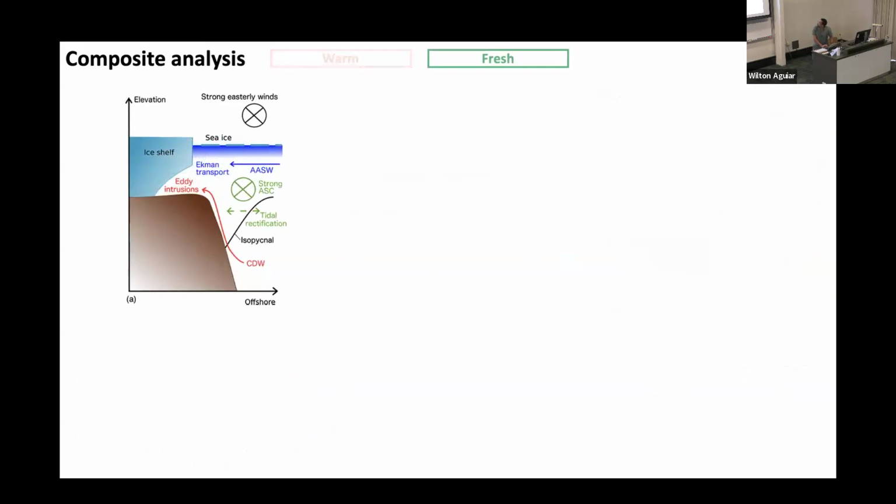For the second regime, we have the fresh regime, which is the classic one that I explained before, in which we have the slope of the isopycnals curling down, or going down the water column, as we go towards the slope. And we have a westward flowing slope current.